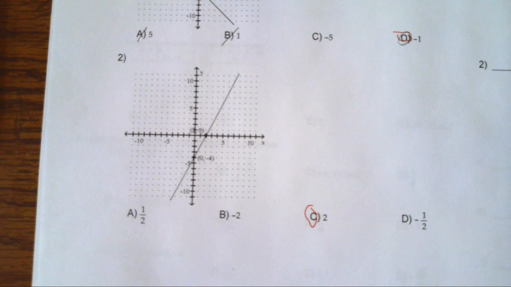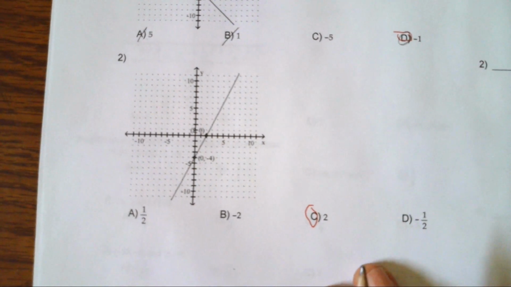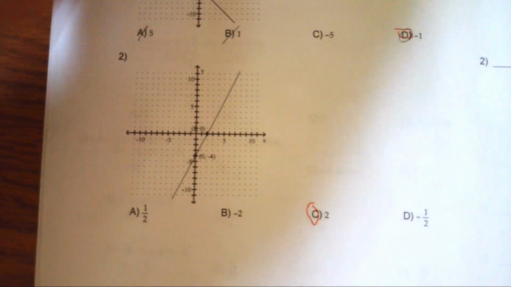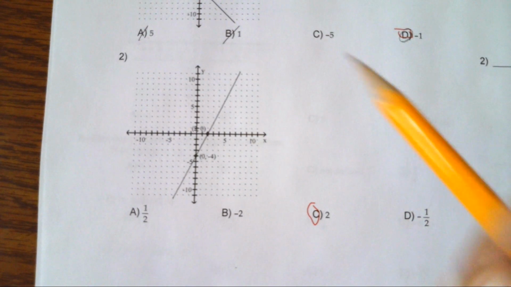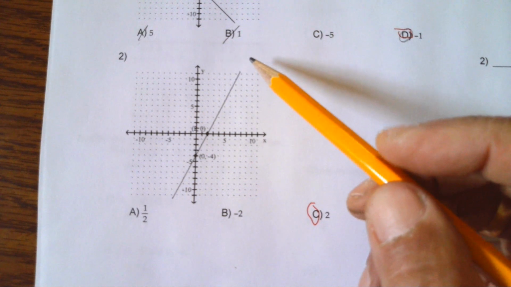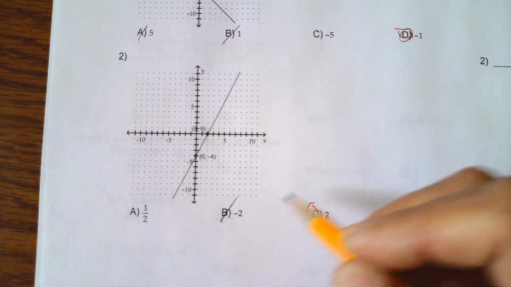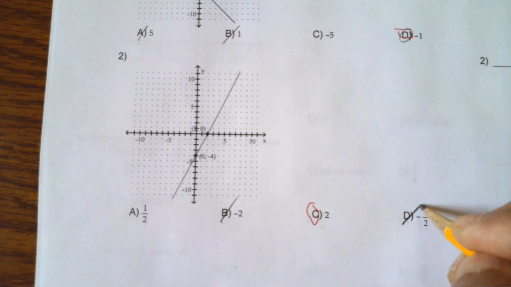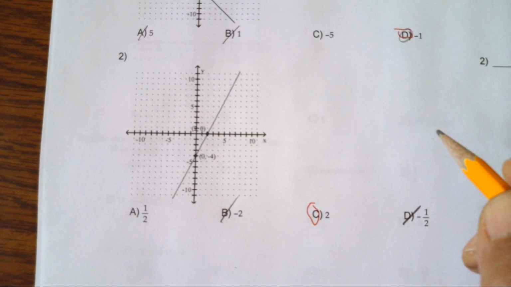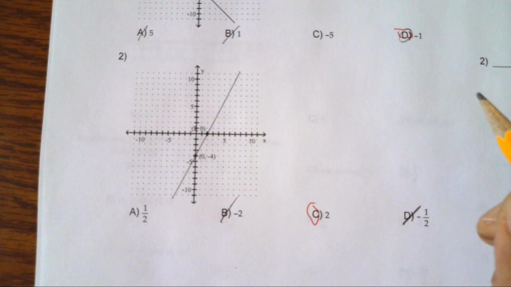Number 2, if I can get this thing pretty straight. All right, once again, I realize this line is slanting uphill from left to right. It's got a positive slope. If it's got a positive slope, it can't be letter B, that's negative, it can't be letter D. All right, so once again, calculating the slope.